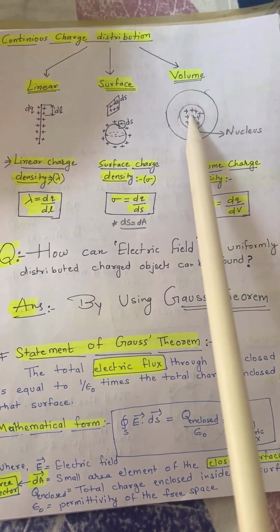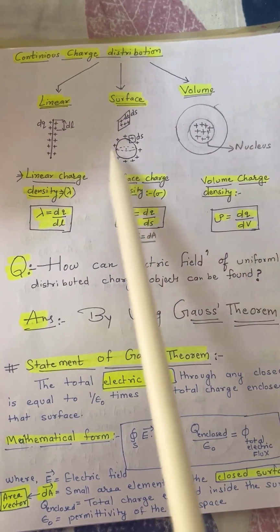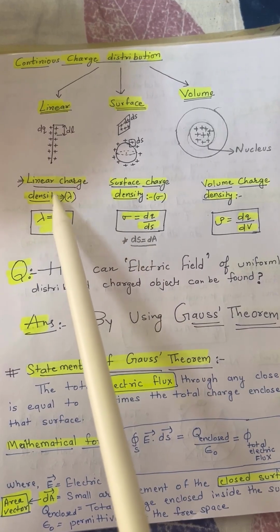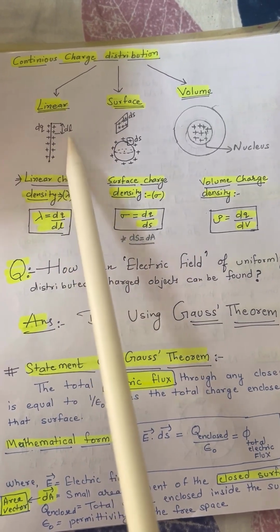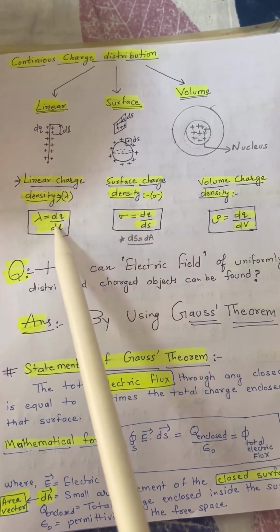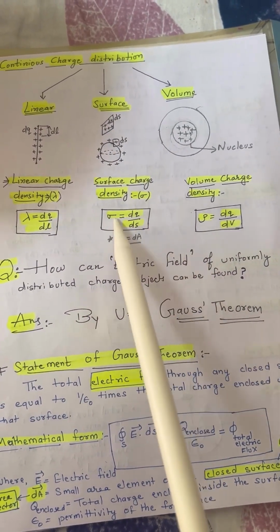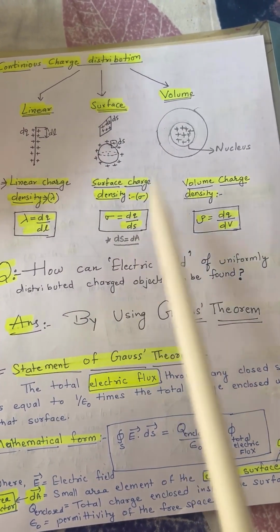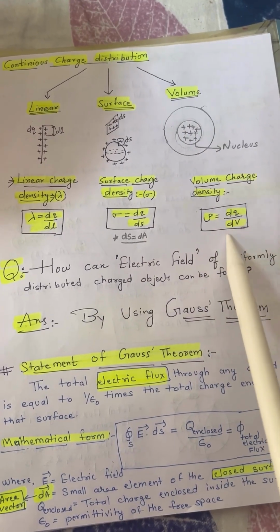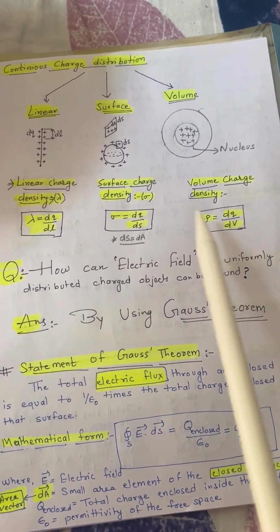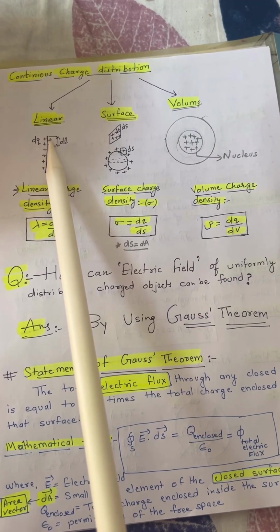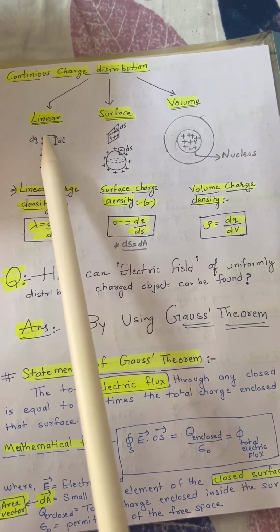Now, the question is, how can we find electric field due to these three distributions of charges? That cannot be calculated by Coulomb's law because that is for discrete charges like 1, 2, 3 charges. But here, so many charges are there. So, Gauss theorem will help us to find the electric field due to these continuous charge distributions.